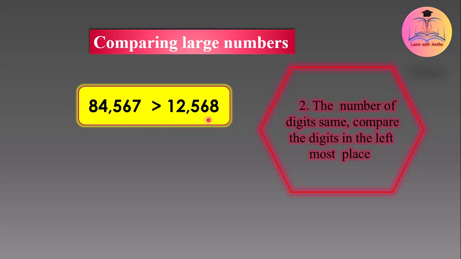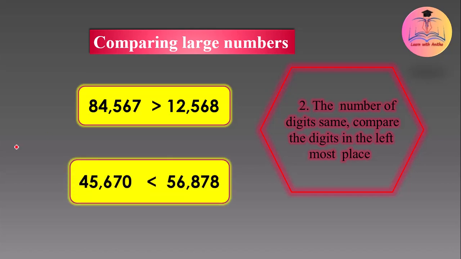So how will we compare the numbers? We will compare the digits in the leftmost place. Leftmost place means we have to compare 8 and 1. Which one is greater? The number having the greater digit in the leftmost column is greater of the 2. So 84,567 is the greater number here.